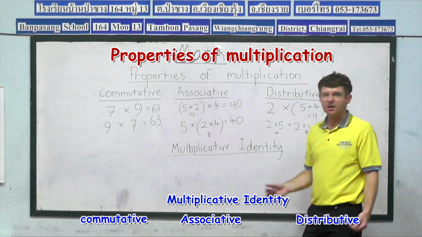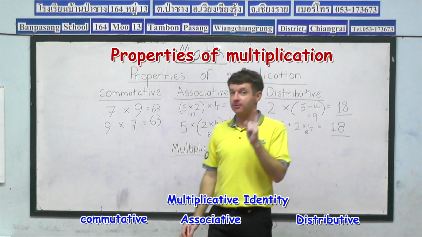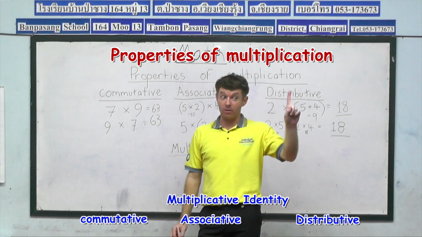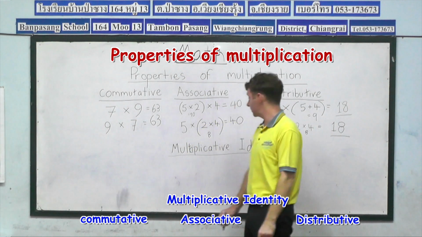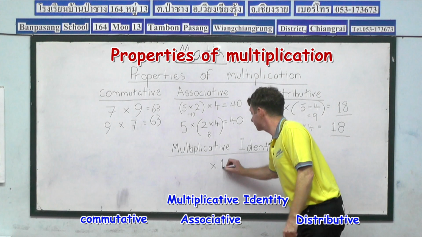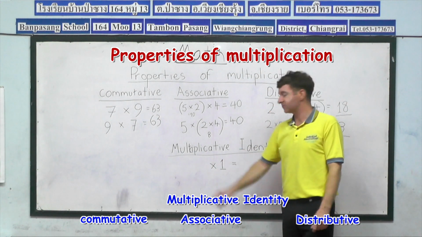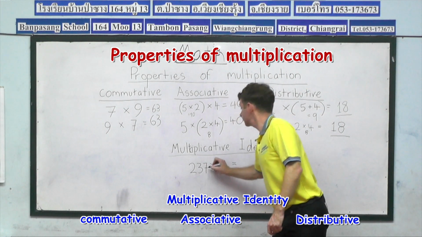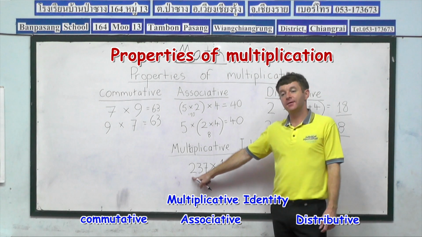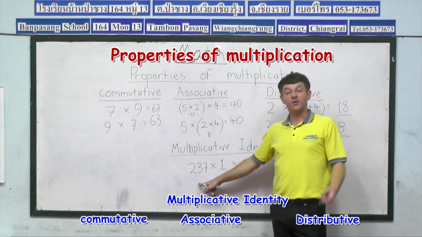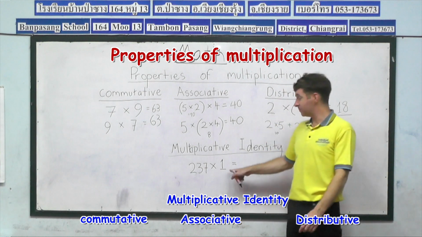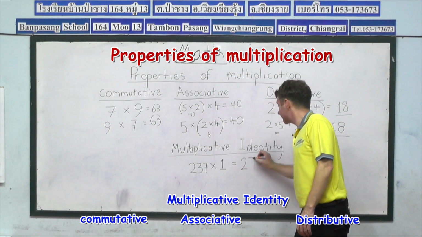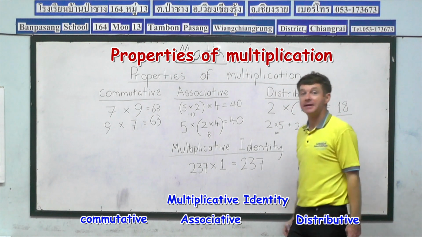identity. Now, all this means is that whenever we times a number by 1, the answer is always that number. For example, times 1 equals. So who can give me some numbers? 2, 3, 7. Okay, so what number do we have? 237. So if we times 237 by 1, what do we get? 237. Exactly. Every time we get the same number, no matter how many digits we use.